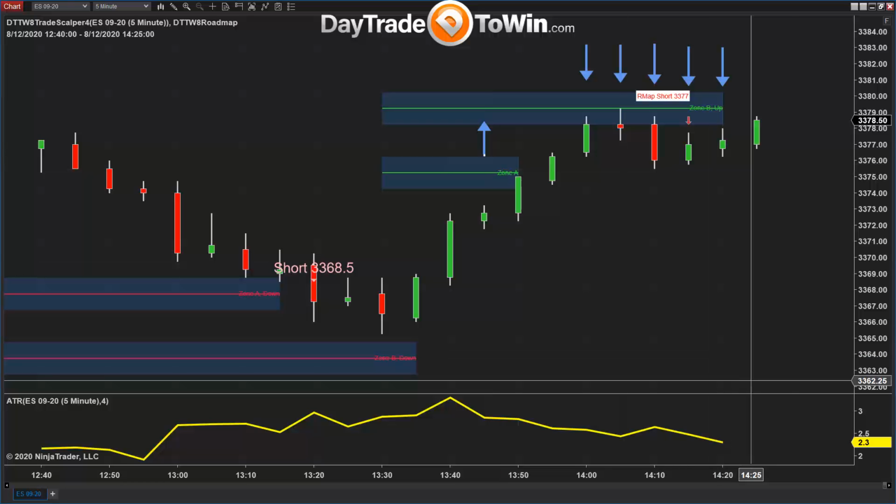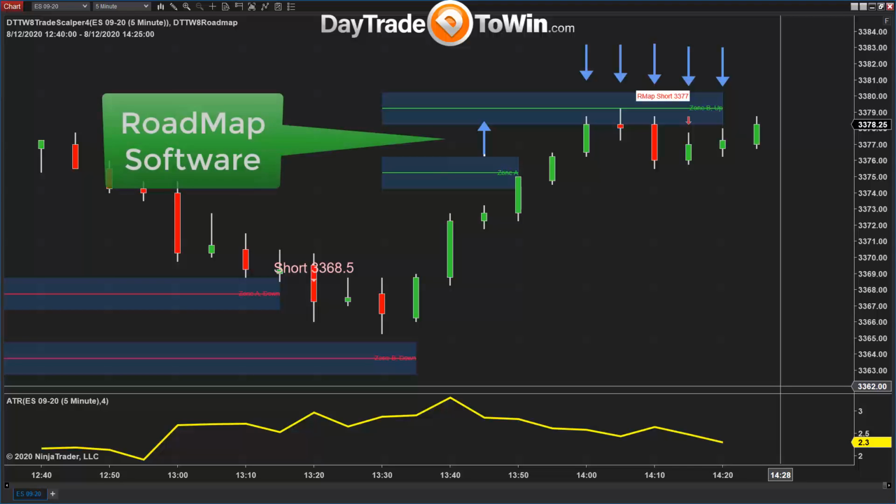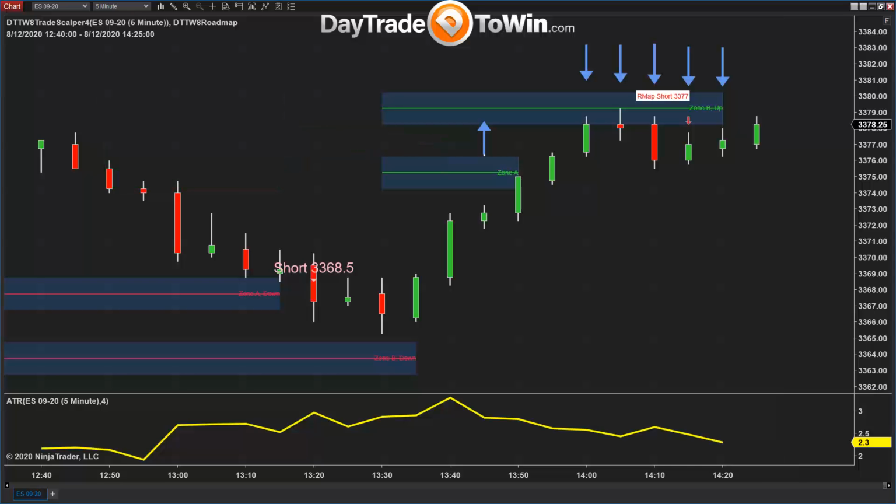So the idea here behind the roadmap software and the method itself is to know when not to trade as a filter, and also to maybe take trades as it goes from zone to zone. This software is included with Mentorship, and it's very specific to how we look at the markets. It works on the E-mini S&P primarily, but it can be adapted to other markets as well.